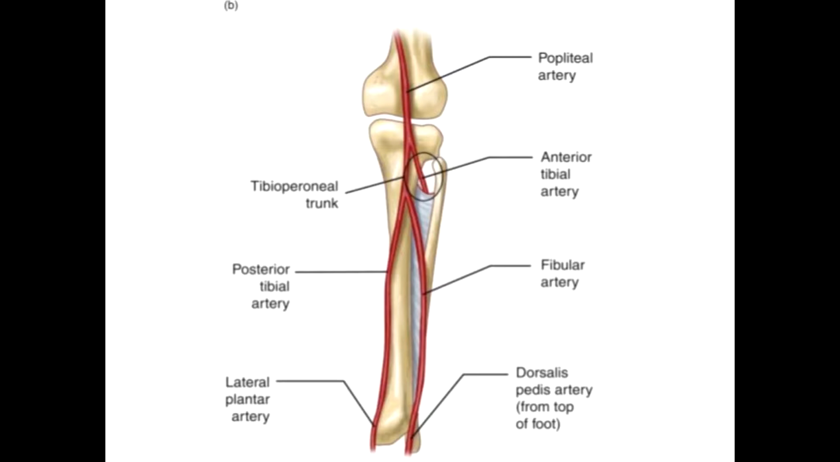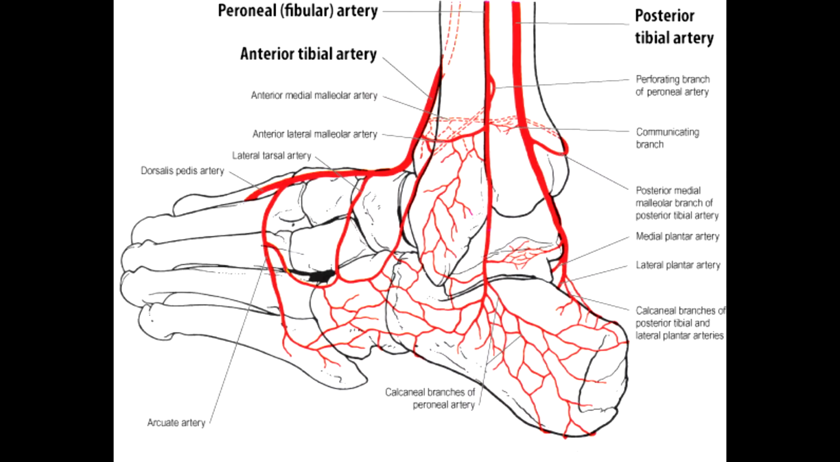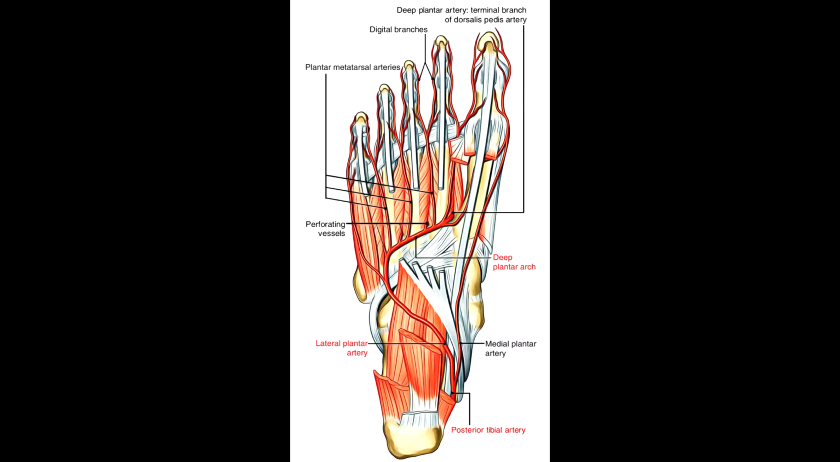The posterior tibial artery gives rise to a branch as it descends through the leg called the peroneal or fibular artery, which provides the blood supply to the muscles of the calf of the leg. The continuation of the posterior tibial artery enters the foot behind the malleolus, where it bifurcates into the medial and lateral plantar arteries of the foot. These then give rise to the additional digital arteries, providing the blood supply to the toes.